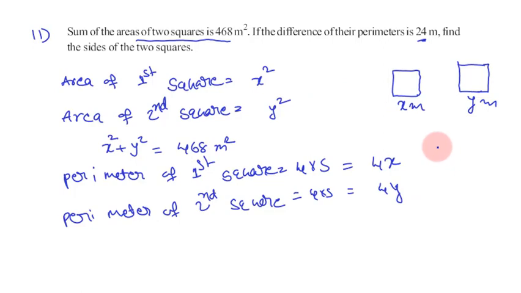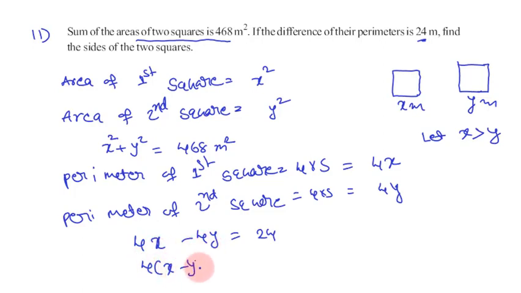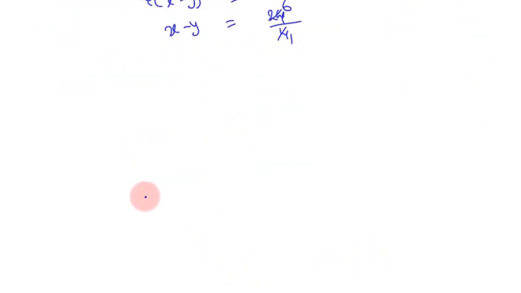Now let us suppose x is greater than y. Now the difference between their perimeters, that means 4x minus 4y, is equal to 24. From this, taking 4 as common, this can be written as 4 of x minus y is equal to 24. From this, x minus y is 24 by 4, that is 6. So we can write x is equal to 6 plus y.